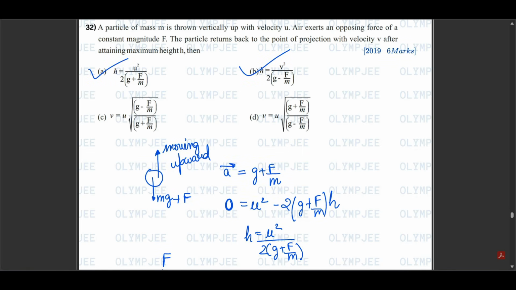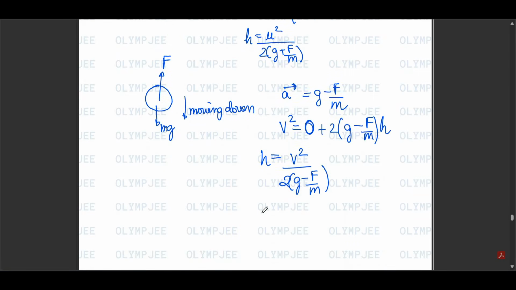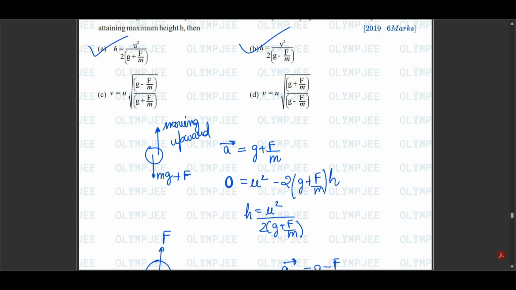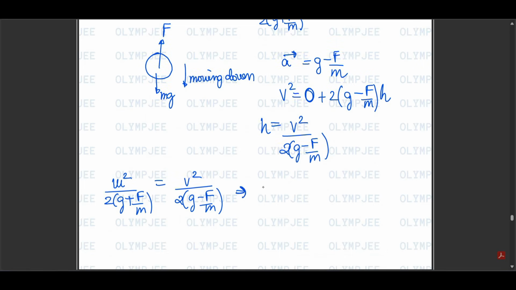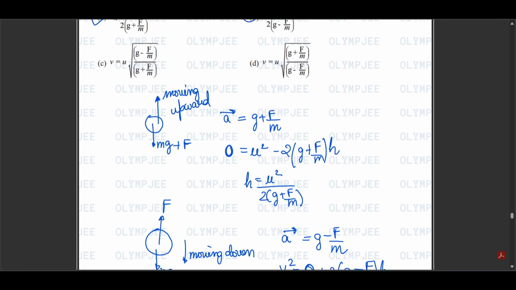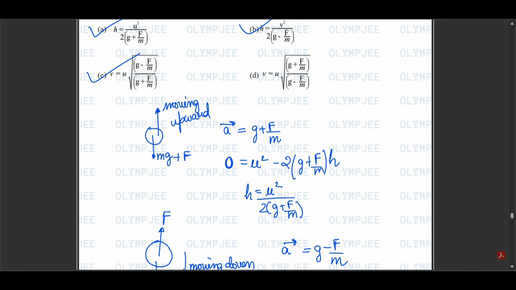Now we need to find a relation between v and u. So we can equate the two formulae for h that we got. So we'll get u square by 2 times g plus f by m is equal to v square by 2 times g minus f by m. From here we'll get that v is equal to u times square root of g minus f by m divided by g plus f by m. So the final answer would be A, B and C.